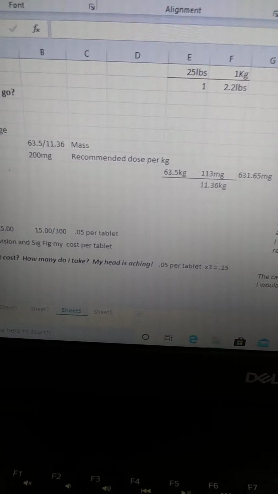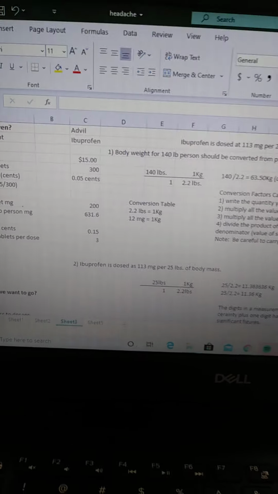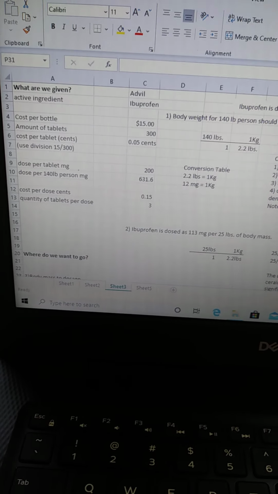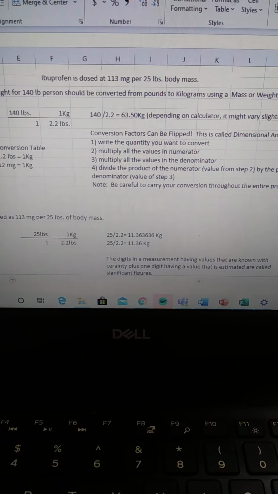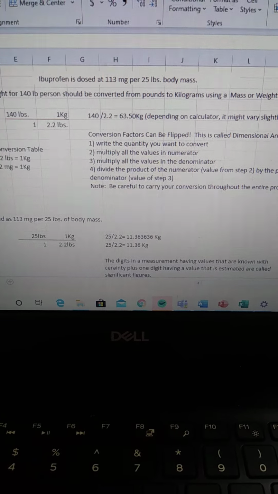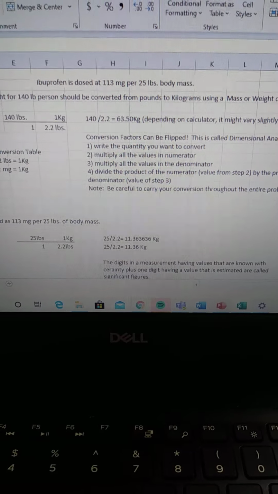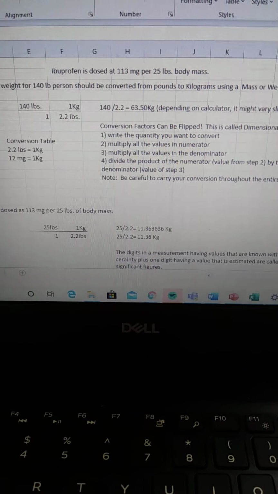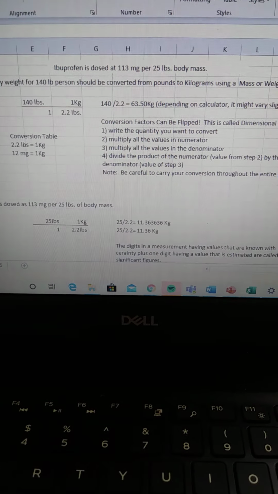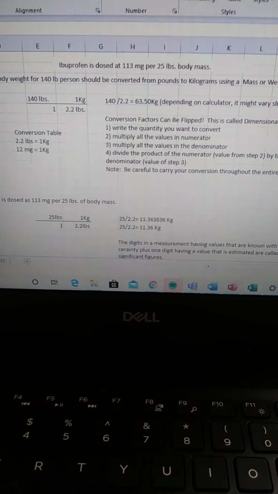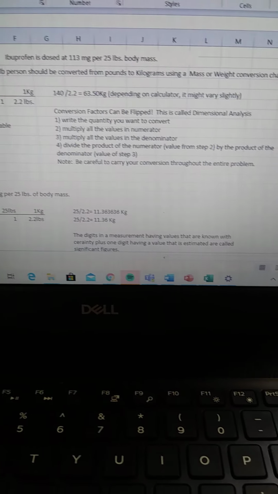We're moving along to the next example. If I want to relieve my headache with Advil, the active ingredient is ibuprofen. Ibuprofen is dosed for this particular example at 113 milligrams per 25 pounds of body mass. Again, I'm 140 pounds, so I convert my weight to 63.5 using dimensional analysis.